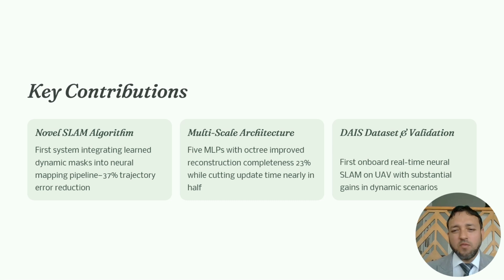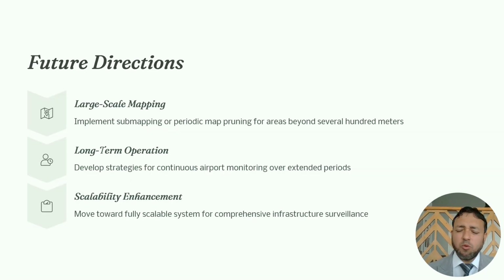Now, three highlights. A novel SLAM algorithm that integrates a learned dynamic mask into neural mapping, nearly 37% ATE reduction, a multi-scale MLP plus octree design that improves completeness by nearly 23% while cutting update time, and a dataset with validated onboard performance. Now, we are exploring submapping, pruning for large-scale coverage, strategies for long-term airport monitoring, and further scalability to push beyond hundreds of meters without sacrificing real-time constraints.